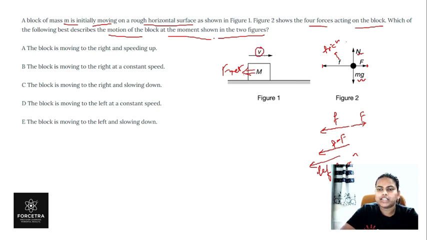So the velocity is in the right direction and the force is in the opposite direction, which means the velocity must be decreasing with time. Although the block is moving to the right side, the velocity is decreasing. So the correct option is C. The block is moving to the right but slowing down.